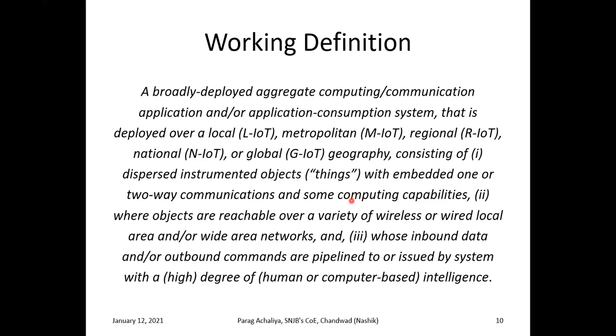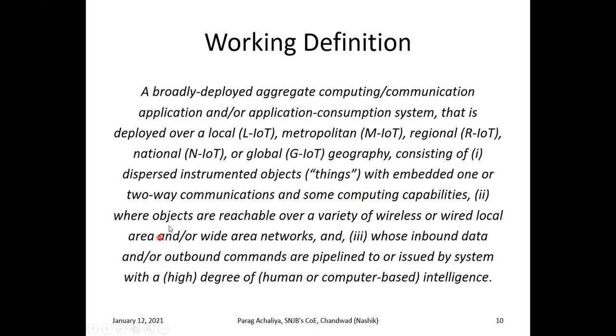Two-way communication means what? If you consider the example of a DHT sensor, what will the DHT sensor do? It will capture the environment condition, the room temperature, and that room temperature it will send to the server. So this is the communication that happens between the sensor and server, and it will have some computing capability. It will compute or calculate some data using this IoT application. This is the first thing that every IoT application should consist of.